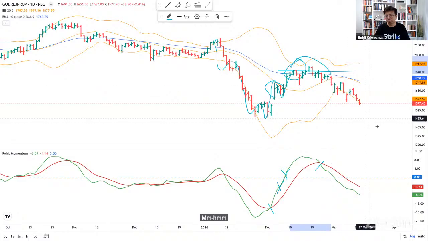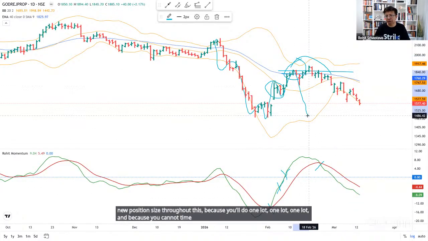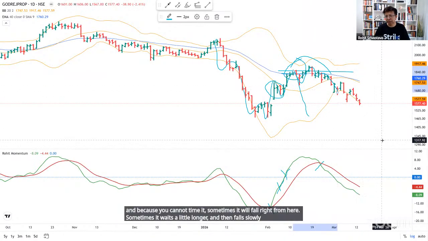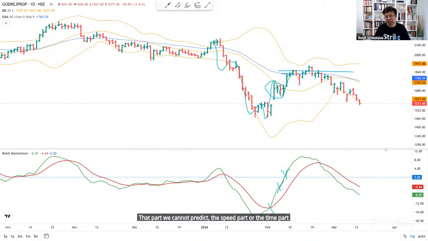I say if you have room, you position size throughout this because you will do one lot, one lot, one lot. And because you cannot time it, sometimes it will fall right from here. Sometimes it waits a little longer and then falls slowly like it is doing right now. That part we cannot predict, the speed part or the time part, how much time something will take.